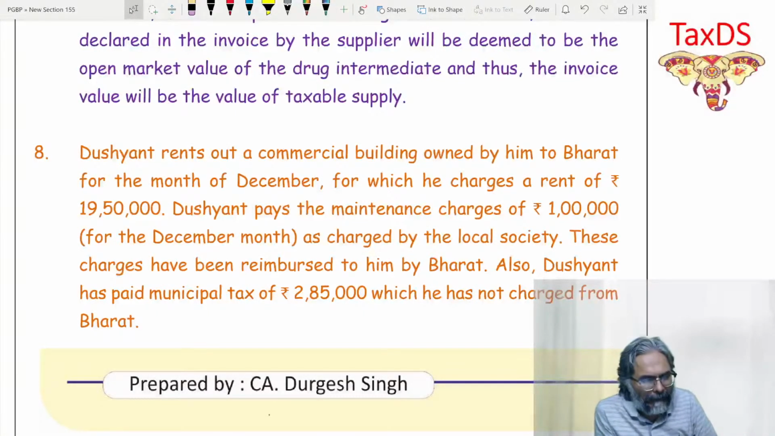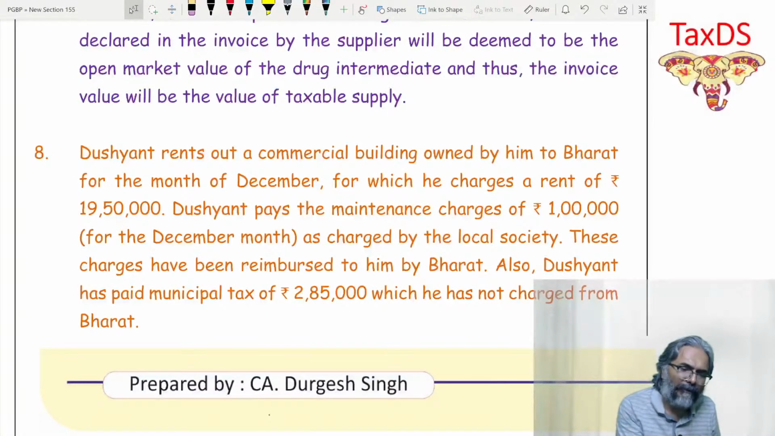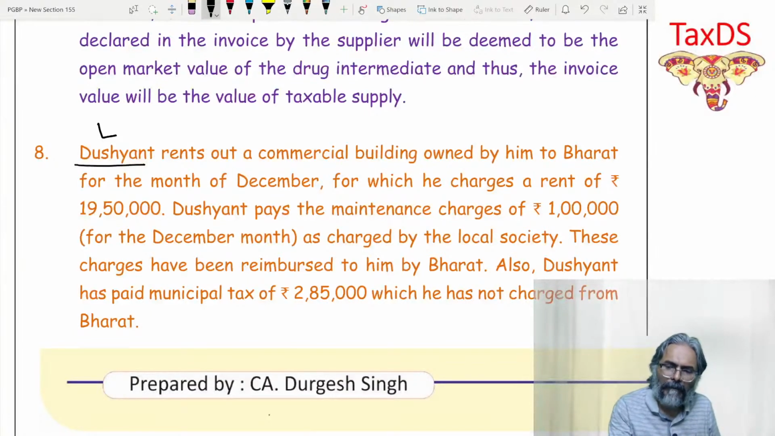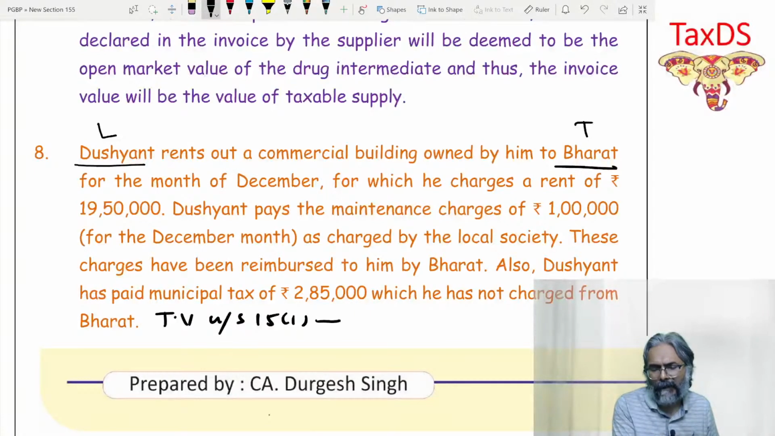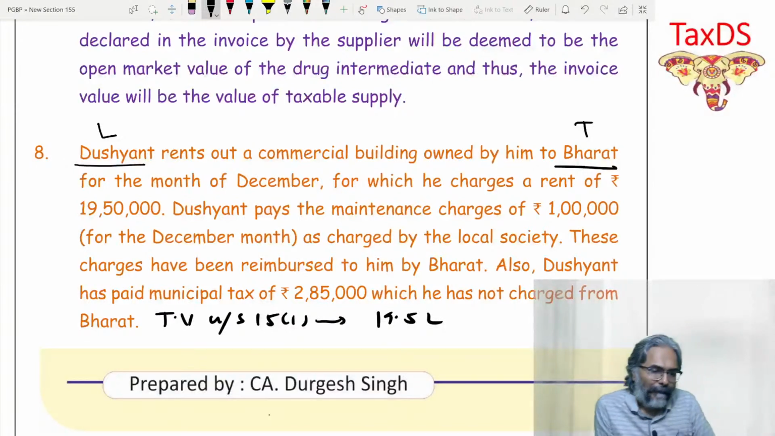Dushyant rents out a commercial building owned by him to Bharat for the month of December, for which he charges a rent of rupees 19 lakh 50,000. Can I say therefore, students, he is charging the rent? So Dushyant is the landlord, Bharat is a tenant in this case, where Dushyant is charging a rent of 19 lakh 50,000. So the transaction value under 15.1 is 19.5 lakhs. Isn't it? That is established.